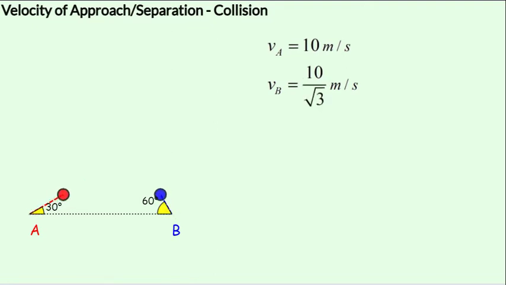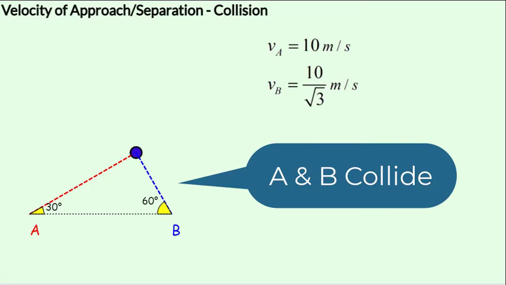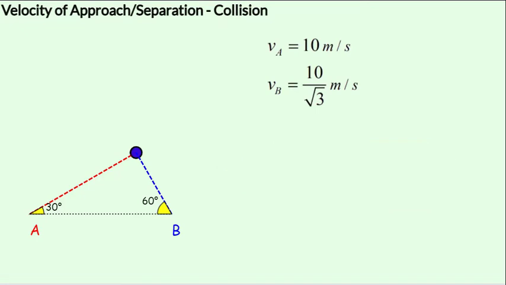Suppose we maintain the projection of ball A the way it was, and we change the velocity of ball B to 10 over the square root of 3. But we maintain the same angle of 60 degrees. In this case, we see that there is a collision. But why did the balls collide in this case and not in the previous one?